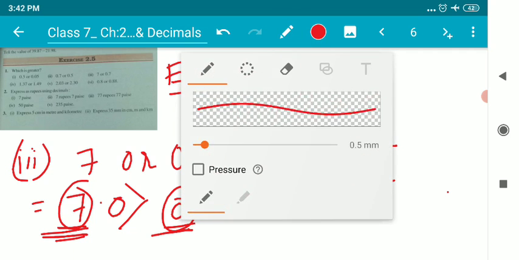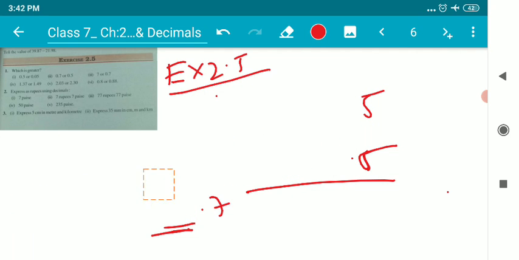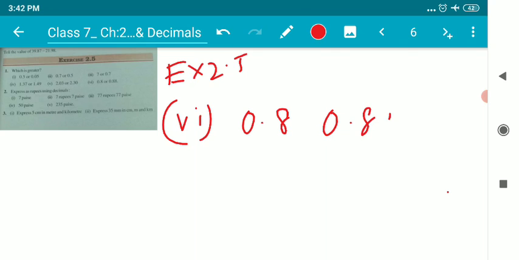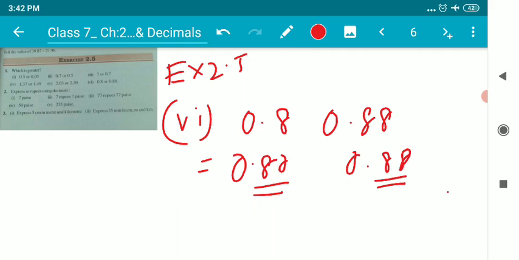Let us talk about question number 6, because 3, 4, 5 are all similar questions. Question 6 is about 0.8 and 0.88. Which one is larger? Children, 0.8 can be written as 0.80 and here is 0.88. It's pretty understandable that 80 is lesser than 88. 88 is greater than 80. So 0.80 is actually smaller than 0.88.